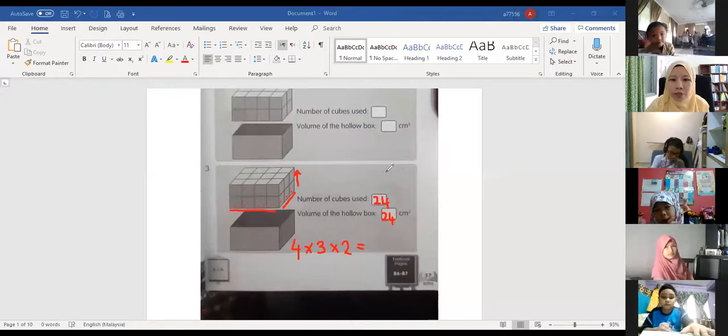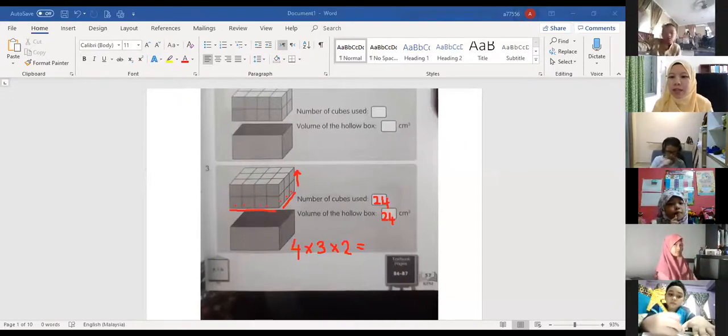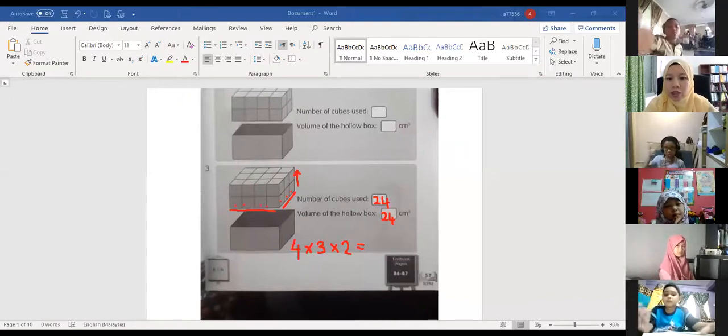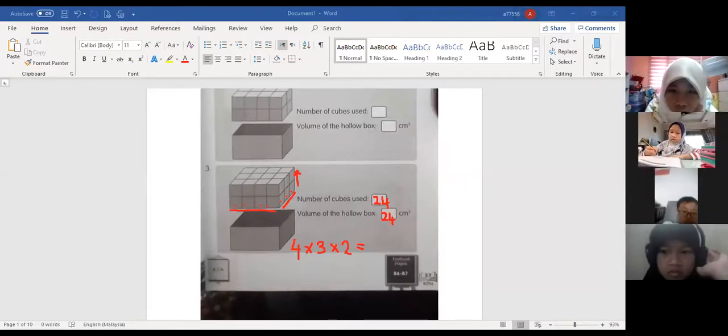So I hope all of you can understand the lesson for today. Semua faham apa yang kita belajar hari ini? Everyone understand? Okay, good. I can see your thumbs up. So I hope all of you can remember the lesson in topic measurement. You have learned how to calculate the area, how to calculate the volumes, and very good, you faham. And next class, okay, we will discuss again under topic measurement, but we will proceed to the next page, okay? Next week, kita akan buat page lain pula.